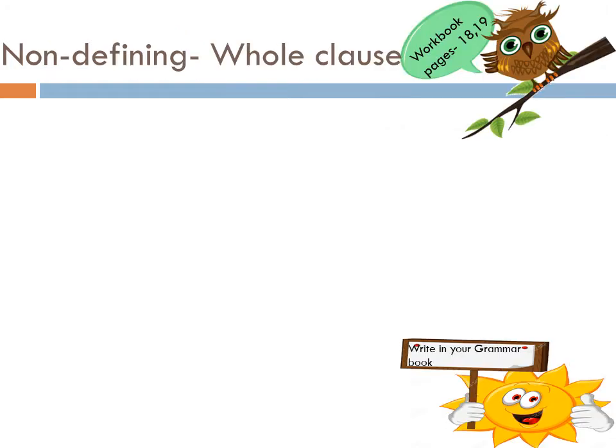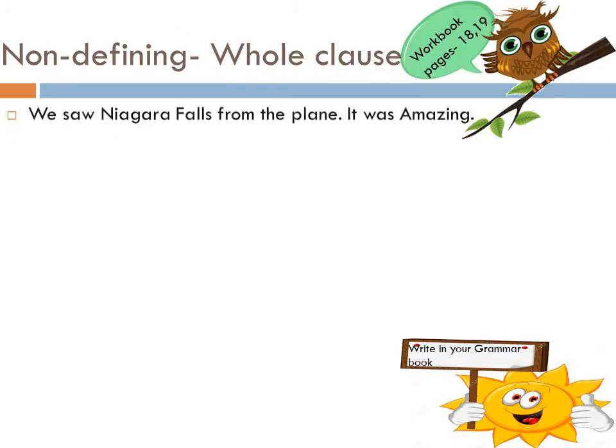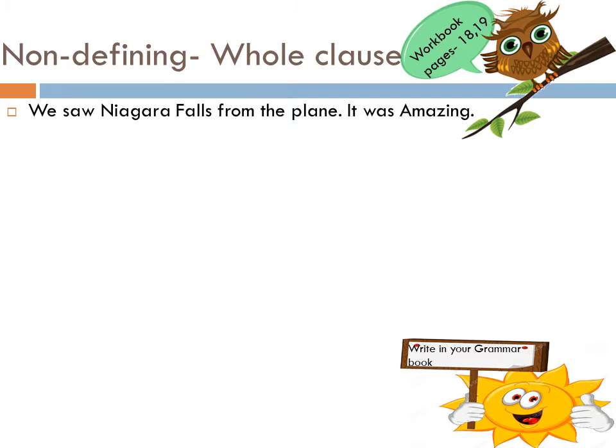Let's refer to the non-defining whole clause. We saw Niagara Falls from the plane. It was amazing. So now let's do a recap again. Non-defining has two categories where it refers to a noun. We did the exercise before. The next is the whole clause. Do not forget the comma.